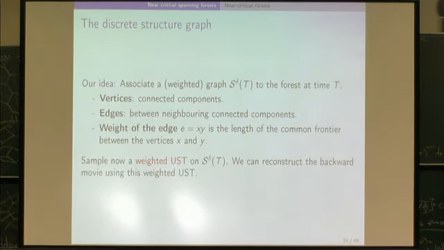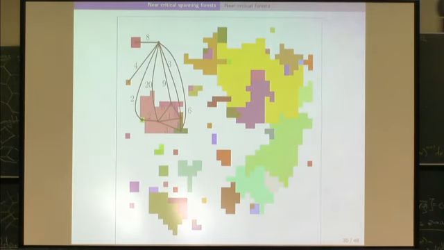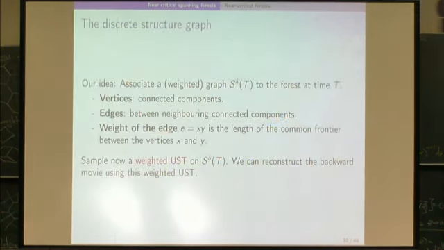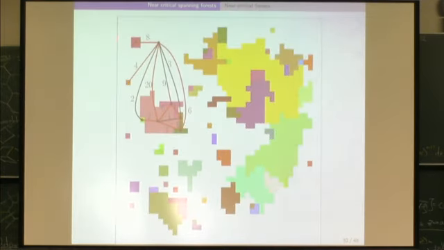And now you see that you lose a lot of information when you do that. Basically you lose all the geometry, everything. You just have this weighted graph which is associated to this forest. Now if you sample a weighted uniform spanning tree on this structure graph, then you can reconstruct the law of the backward movie using this weighted uniform spanning tree. So in fact it's easy to see that you will select some edges in this way using the weighted uniform spanning tree, and if you reconnect your forest using those edges in a good way, then you will have the law of the backward movie.